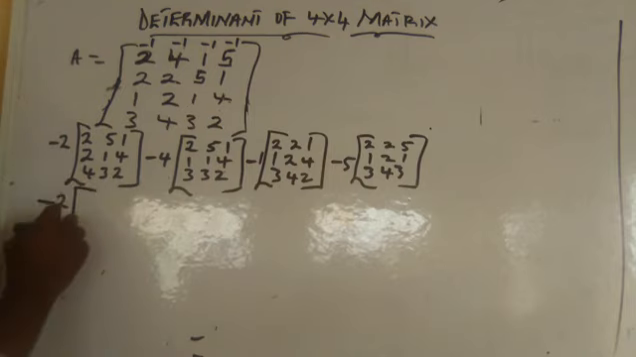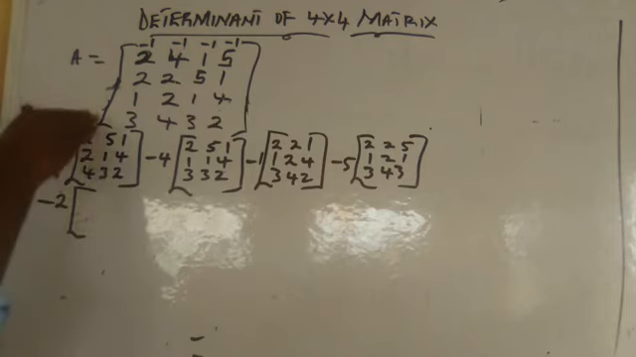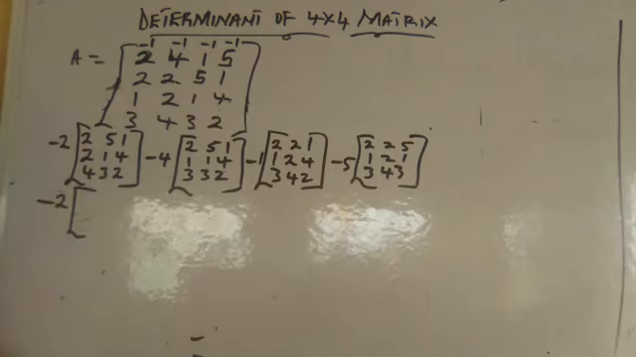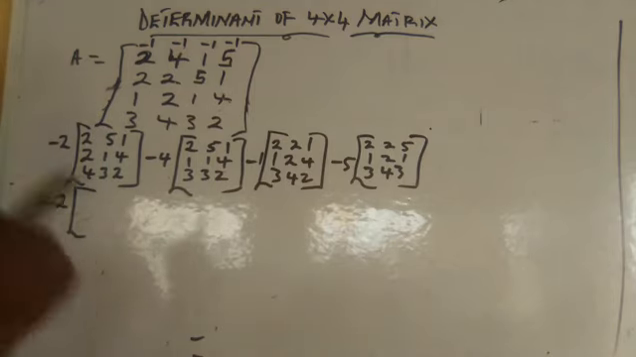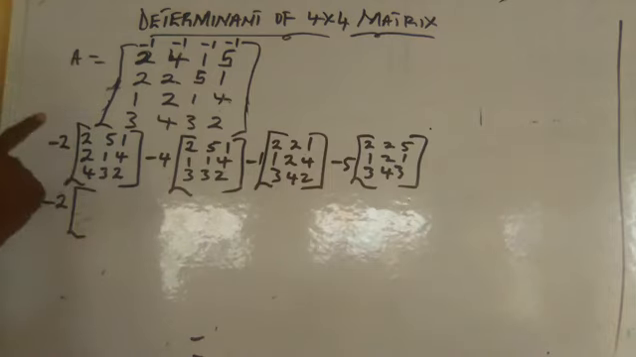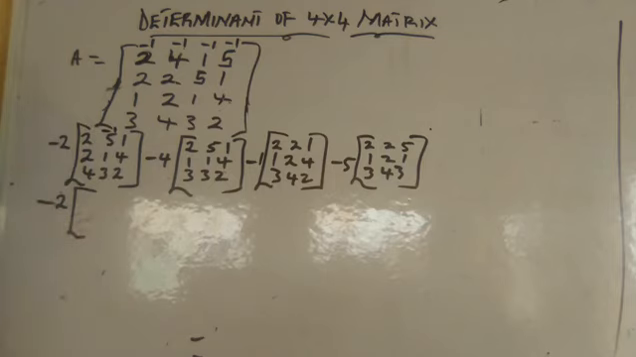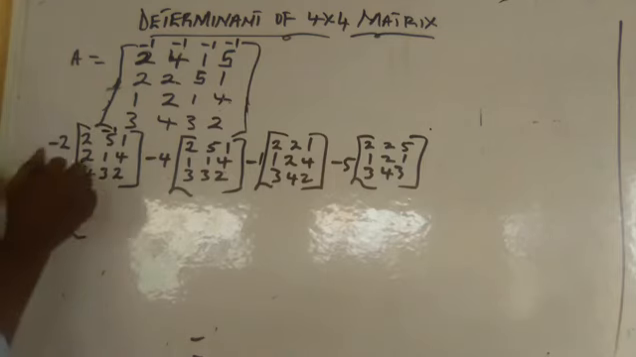Then we can open big brackets here, then we open the small one. Now, I want to find the determinant of this 3 by 3. Having put this -2 here, since it is 3 by 3, at the edge of the second column, we have the -1.